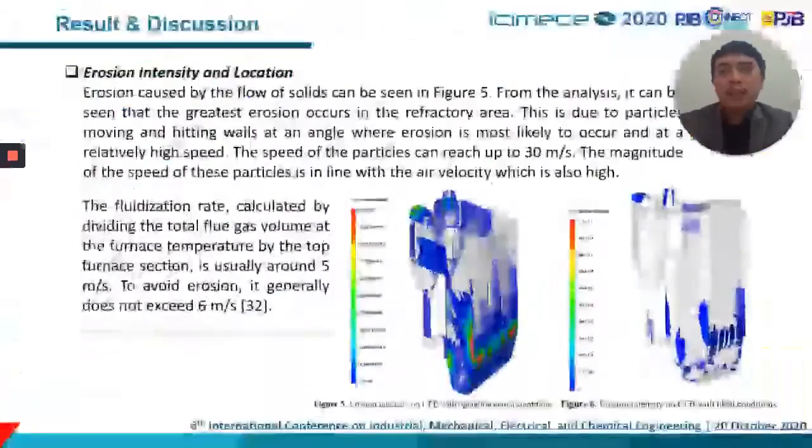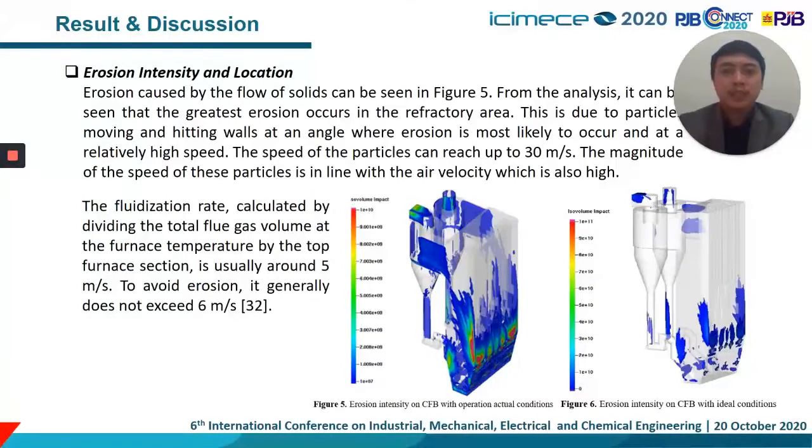And next, the second result of this research is about erosion intensity and location. Erosion caused by the flow of solid can be seen in figure 5 and 6. From the analysis, it can be seen that the greatest erosion occurs in the refractory area. This is due to the particles moving and hitting walls at an angle where erosion is most likely to occur and at a relatively high speed. The speed of particles can reach up to 30 meters per second. The magnitude of the speed of this particle is in line with the air velocity, which is also high.